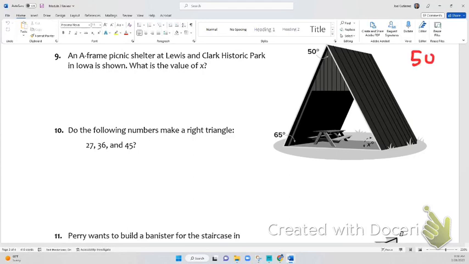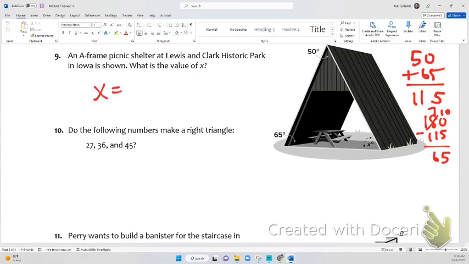So if I do 50 plus 65 over here on the side, this gives me 115. We know that all triangles must add up to 180, so we simply do 180 minus 115. We need to regroup. This becomes a 7, this becomes a 10, this becomes a 5, and this becomes a 6. So the missing value for x is just simply 65 degrees.